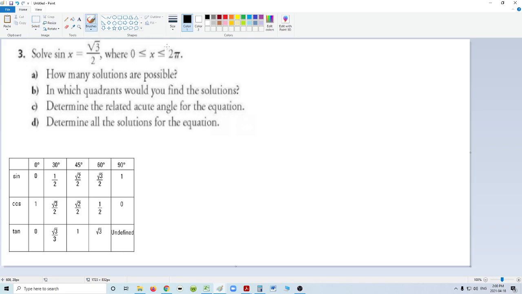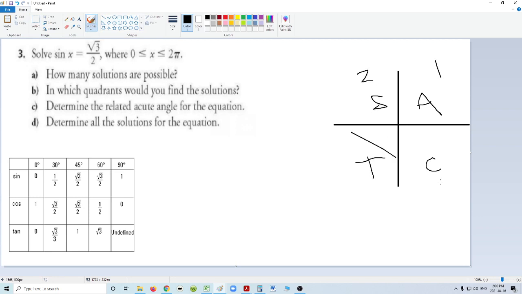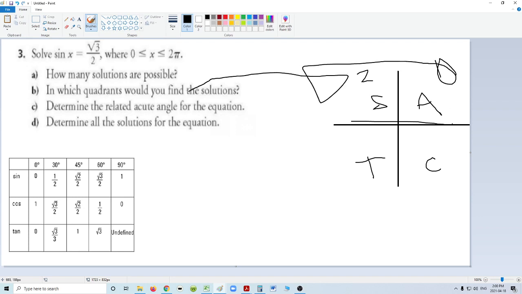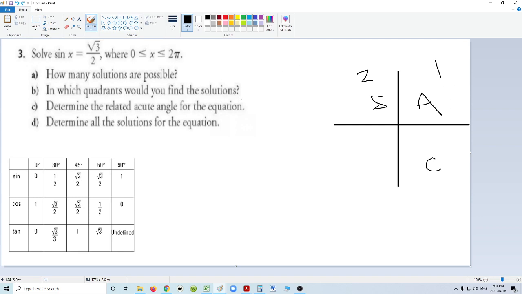So first, always note, they're talking about a full circle. How many solutions are possible? Probably 2, unless that's a peak. Which quadrants would you find the solution? Well, sine is positive. So let's start with that. Where is sine positive? Well, according to CAST, sine is positive here, quadrant 1, and here, quadrant 2. It's not positive there. So we're talking about quadrant 1, quadrant 2. That's the answer here, right away.